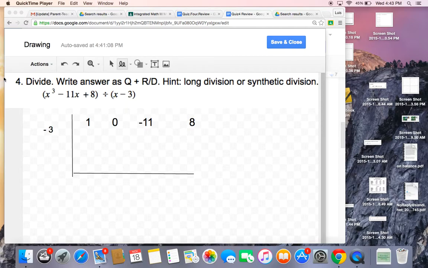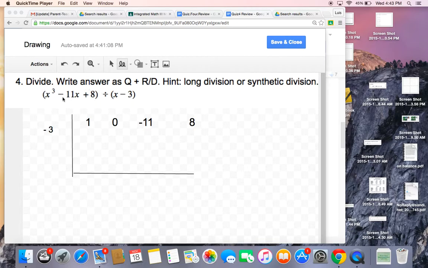I'll be solving problem number 4 from my quiz review, and I've got to divide x to the third minus 11x plus 8 divided by x minus 3. I want to write my answer as quotient plus remainder over divisor, and my hint is that I can use either long or synthetic division.